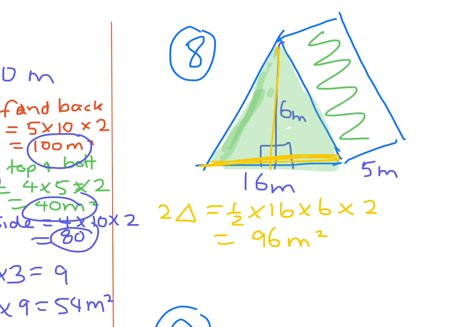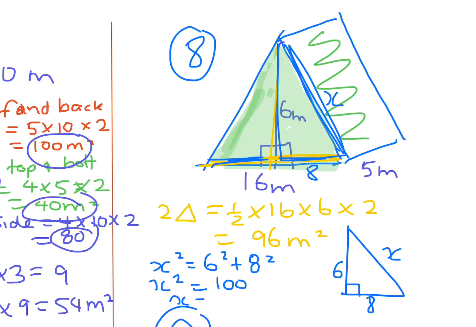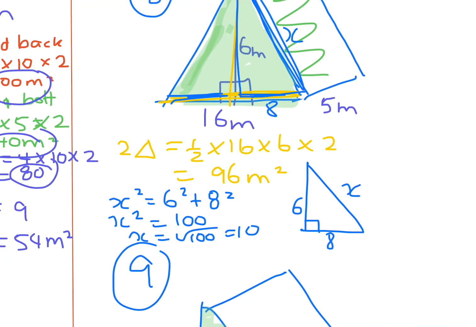Then a side. Now this one's a little bit harder because you notice that when we go to do the side, we don't have this length here. So what we're going to do is we're just going to use Pythagoras. See, this is 16 across here, so that means that'll be 8. So that's 8, 6, and x to get that side. X squared is 6 squared plus 8 squared. X squared is 100. Square root the 100, and you end up with 10.